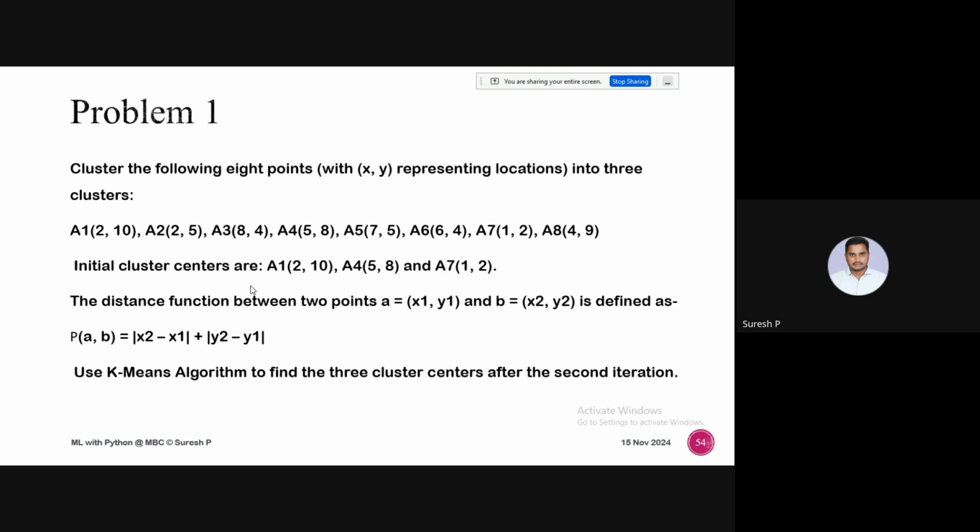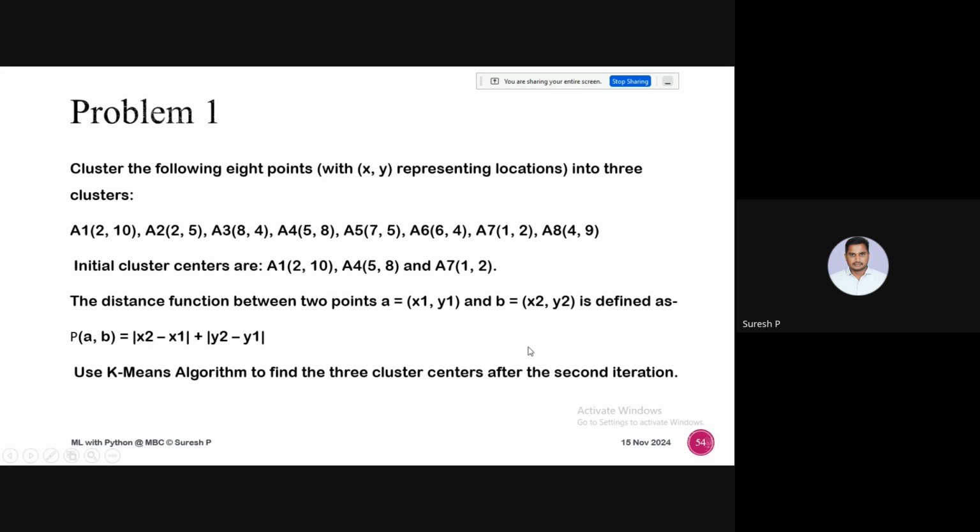Also, the distance can be calculated using the Manhattan distance formula, that is x2 minus x1, where we take the absolute value. We are not using the Euclidean distance. Euclidean distance means the square root of the sum of squared differences between the two data points. But here they are taking the absolute value, more or less the same. You will get a similar value for both.